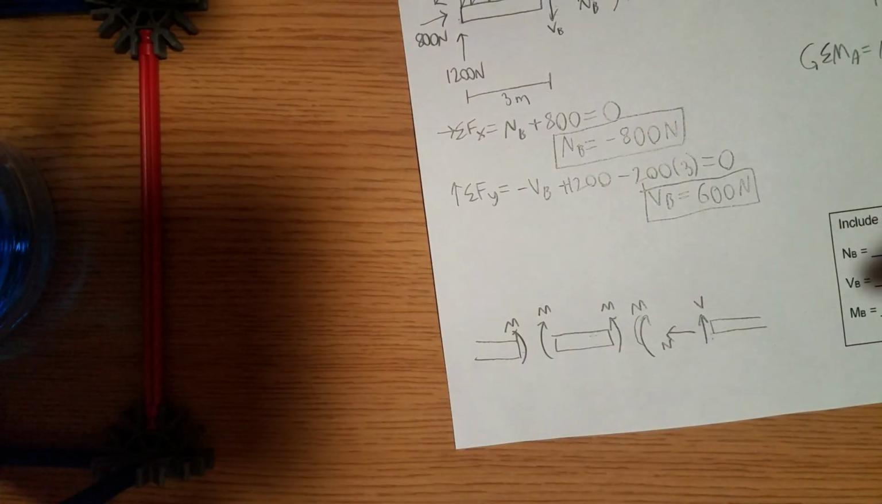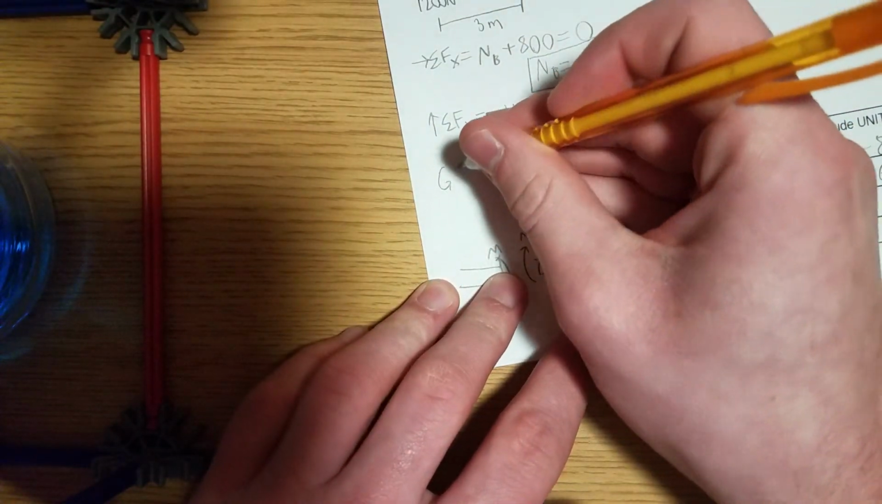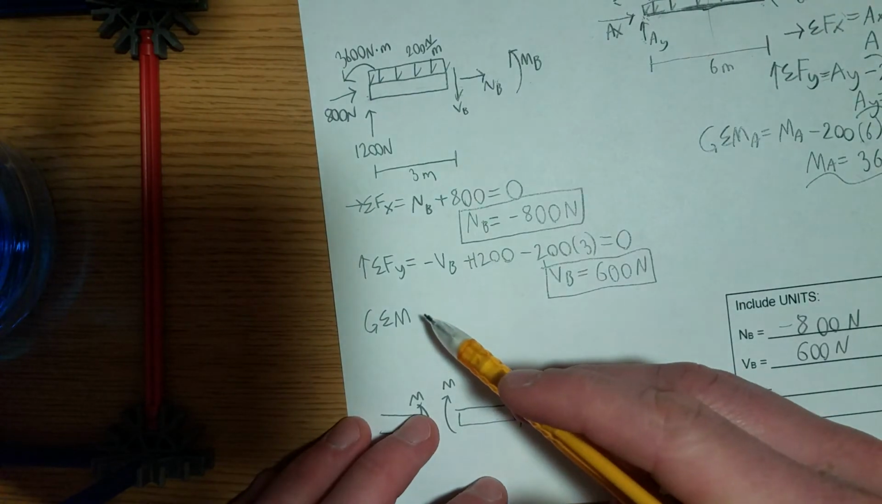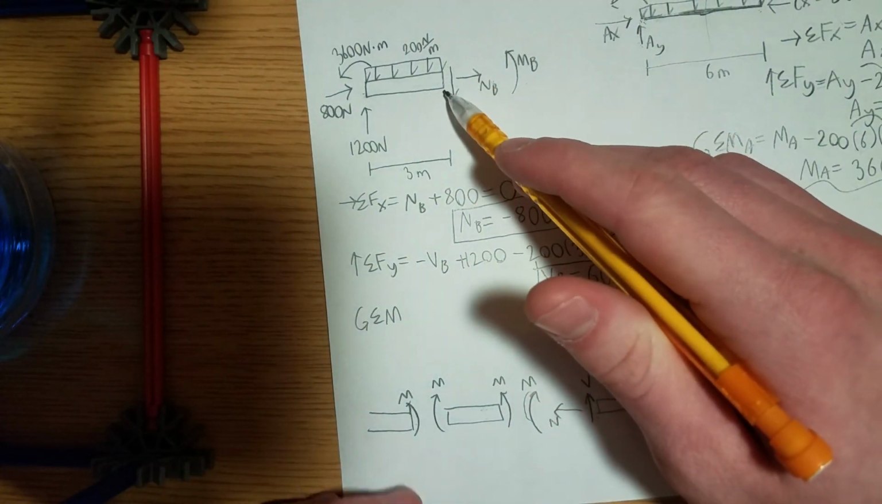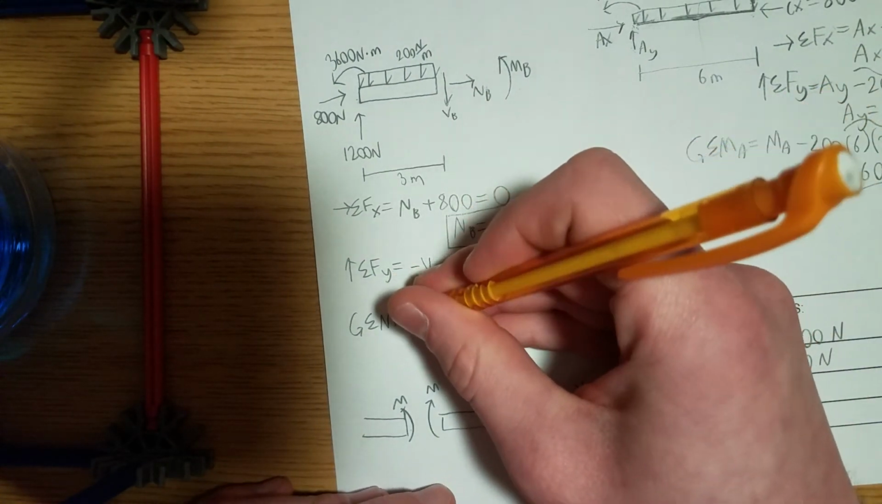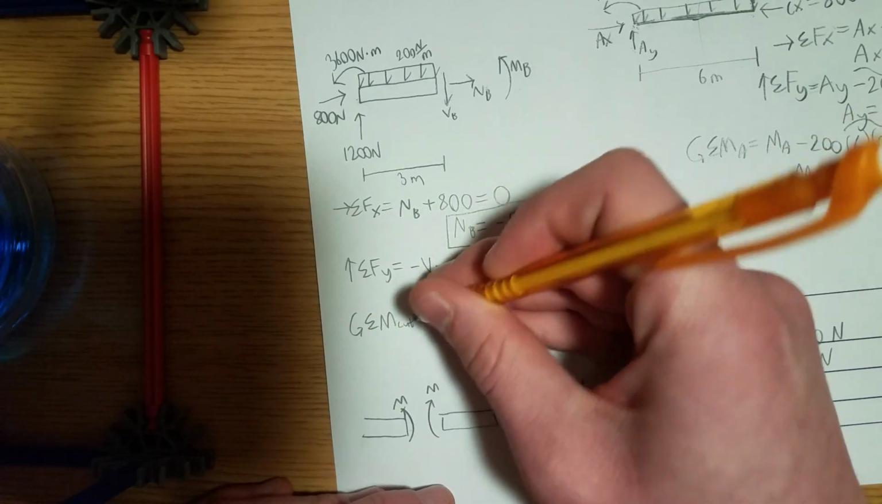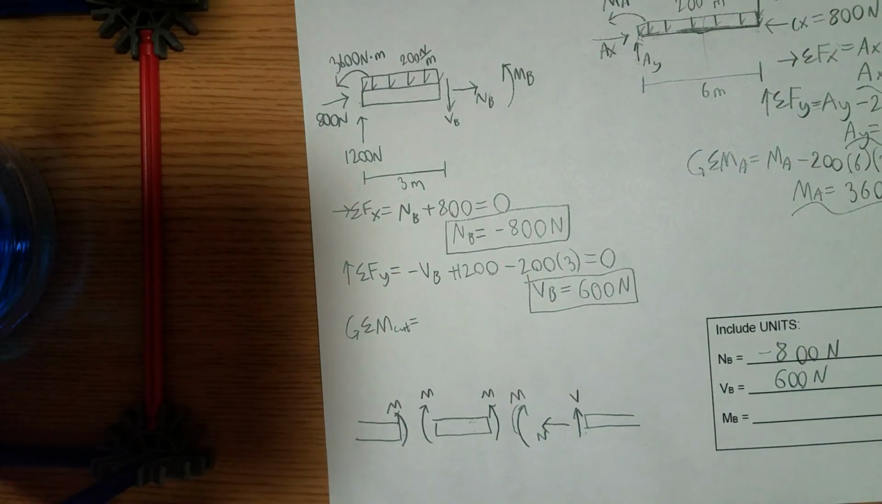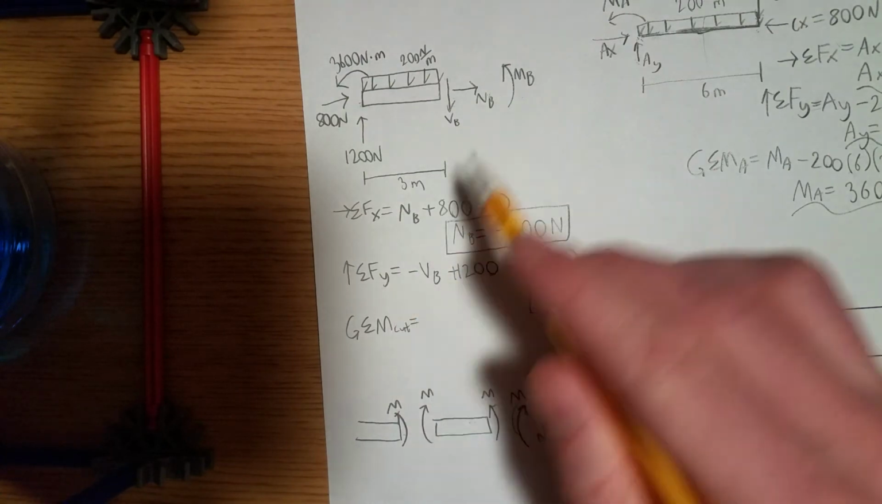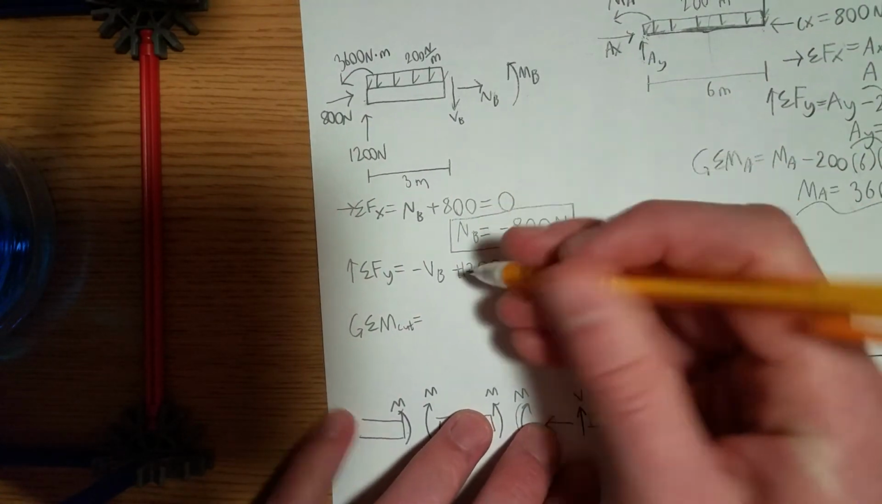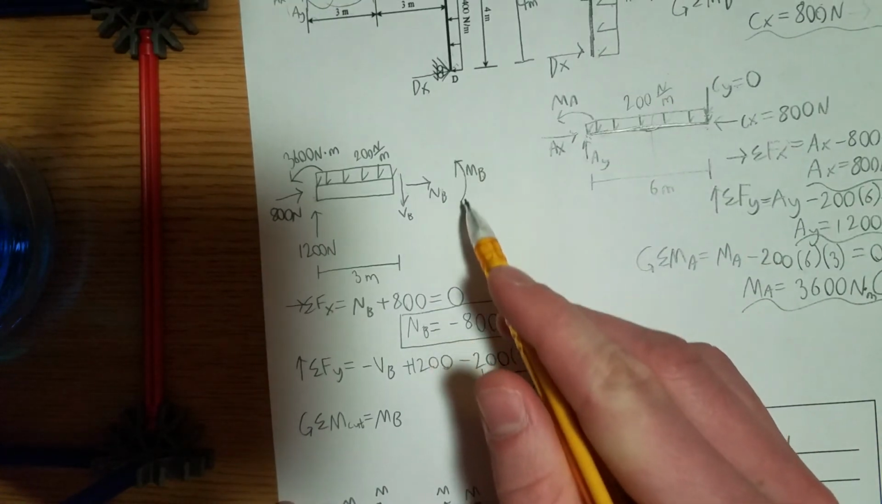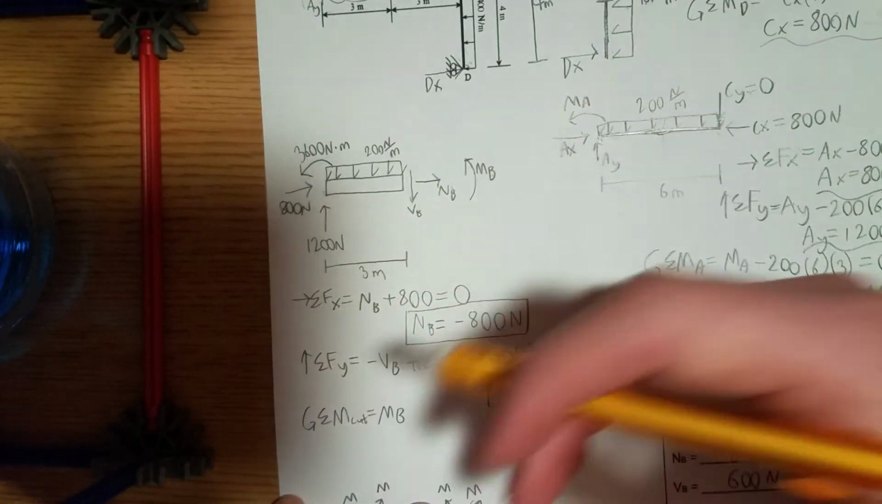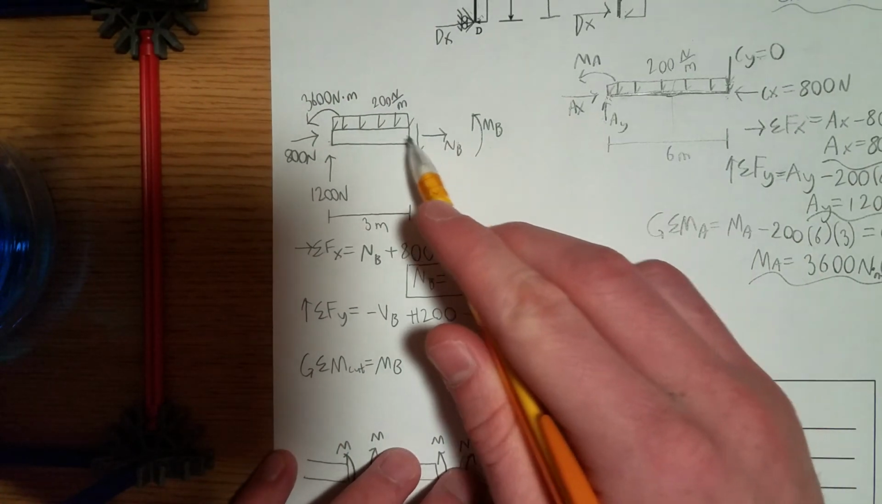And lastly, we're going to do the sum of the moments. This time we're going to do the sum of the moments about point B here, or the cut, or whatever you want to call it. I'm going to say sum of the moments about cut, because it could work for any point. But sum of the moments about cut, or about point B, we're going to have MB, and it's going to be going positive. This right-hand rule, counterclockwise, positive.